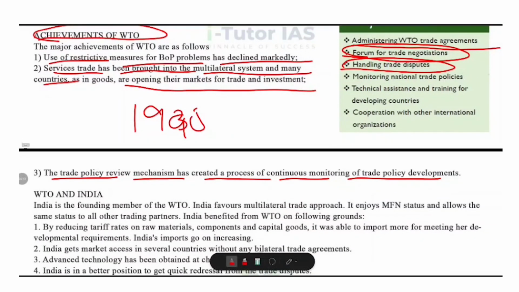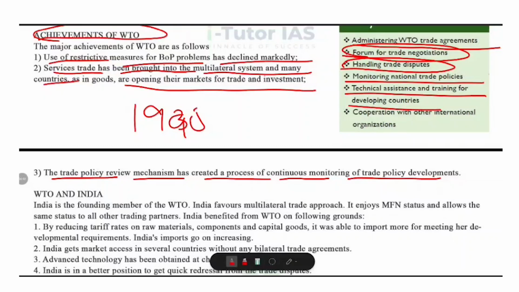And the fourth one, monitoring national trade policies. Through the trade policy review mechanism, the WTO regularly reviews and monitors the trade policies and practices of its member countries. This promotes transparency and helps maintain consistency with WTO rules. And the fifth one, it provides technical assistance and training for developing countries. That means the WTO provides training, technical support, and capacity building programs to help developing and least developed countries understand and implement trade agreements effectively.